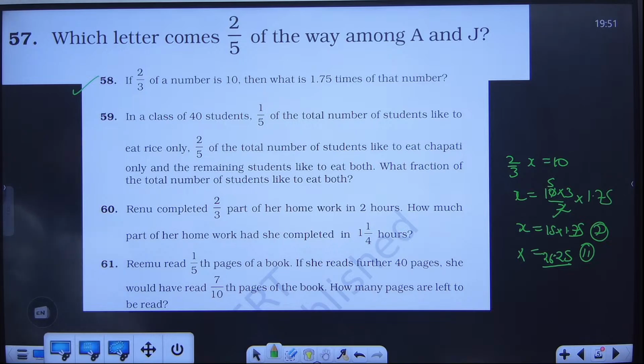In a class of 40 students, 1 by 5 of the total number of students like to eat rice, 2 by 5 of the total number of students like to eat chapati, the remaining like to eat both. What fraction of the total number like to eat both? So remaining means 2 by 5. So 2 by 5 of 40 is 16. Yes, correct. Renu completed 2 by 3 part of her homework in 2 hours. How much part of her homework had she completed in 1 by 4 hours?